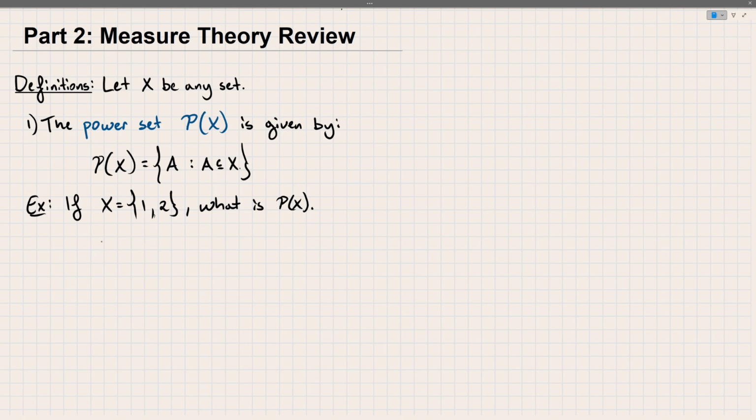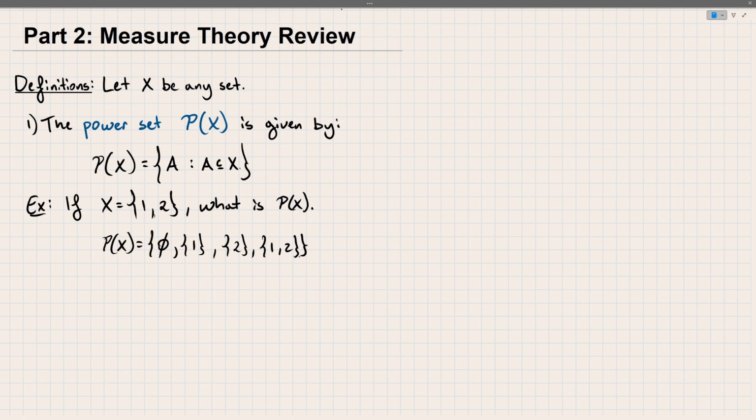So let me write P of X here. We can start with the empty set. What else? Well, I can take out 1, so the set containing 1 is a subset of X. I can do the same with 2. And of course, X is a subset of itself, so I can put X there, so {1, 2}. And that's it. That concludes the power set of X.